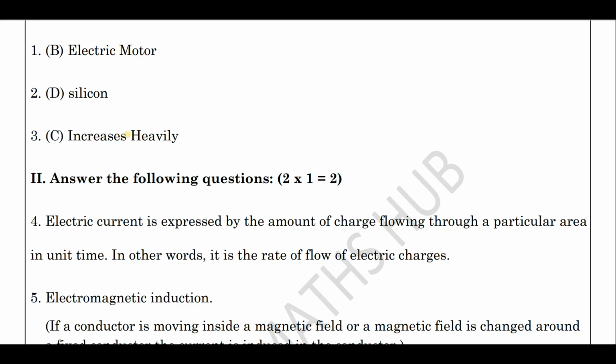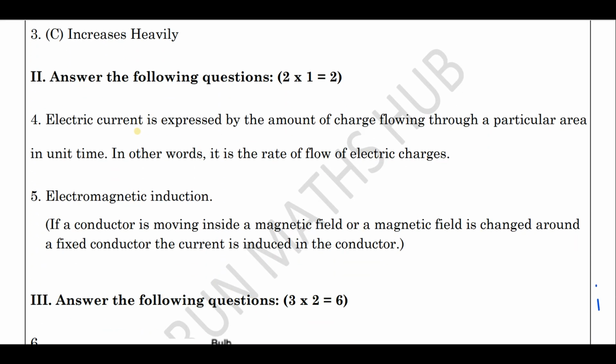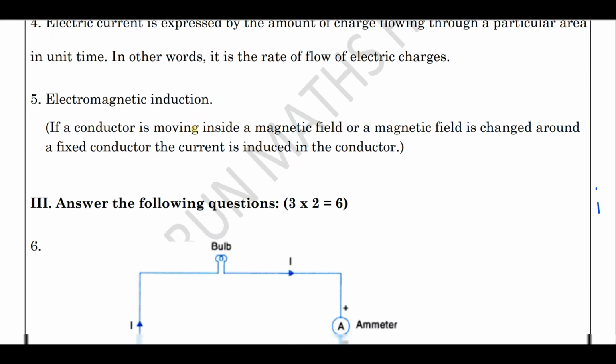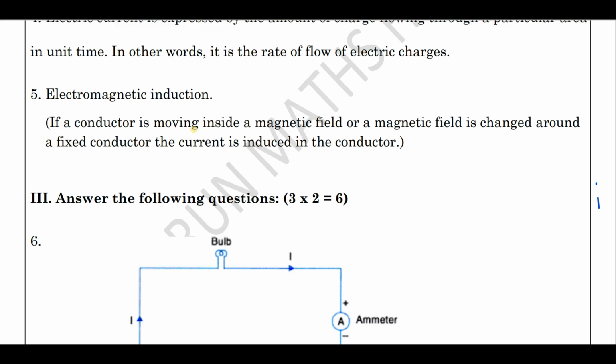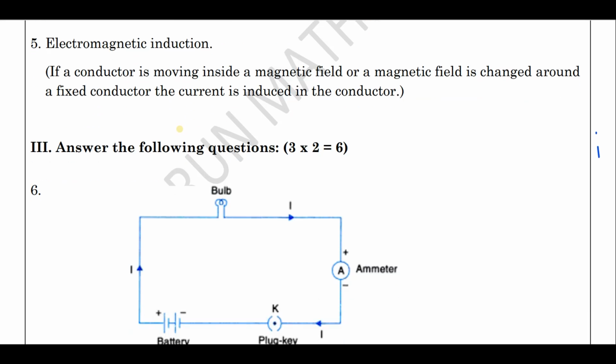Next, question number 3. At the time of short circuit, the current in the circuit increases abruptly or increases heavily. Next, fourth question. What is electric current? It is the rate of flow of electric charges. The fifth question, the concept is electromagnetic induction. That is, if the conductor is moving inside a magnetic field or the magnetic field is changed around a fixed conductor, the current is induced in the coil.